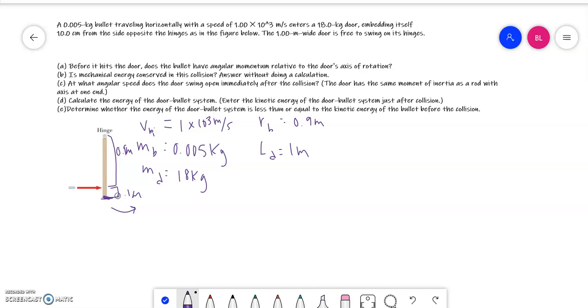Part A asks, before it hits the door, does the bullet have angular momentum relative to the door's axis of rotation? The answer to part A is yes, and we can show this through an equation. Initial angular momentum is equal to the initial moment of inertia times the initial angular velocity. The moment of inertia for the bullet entering once it swings in the door is the mass of the bullet times the bullet's radius squared.